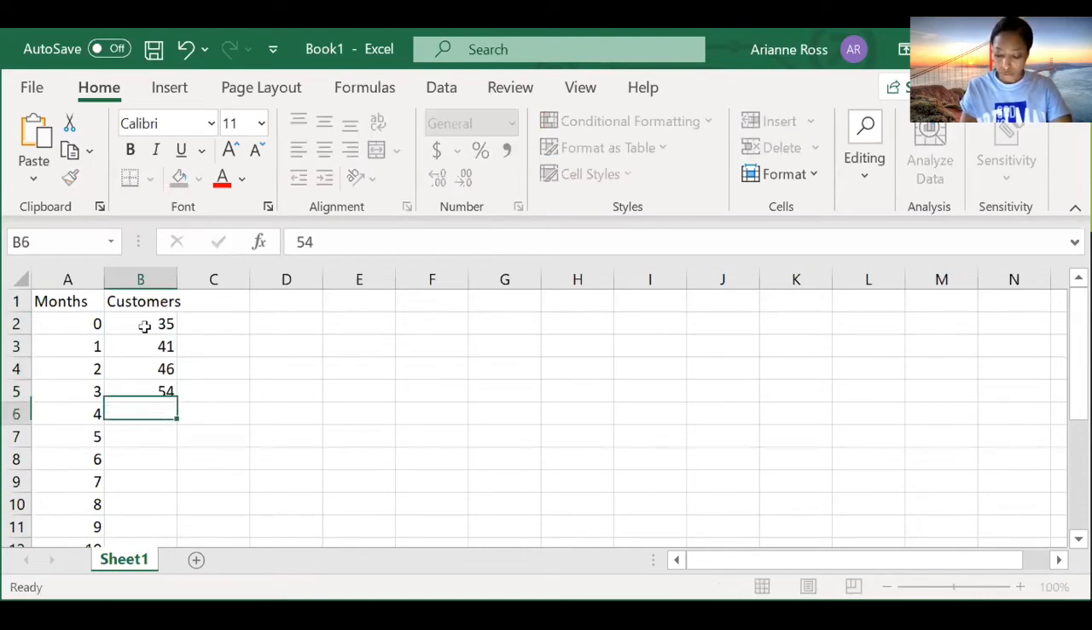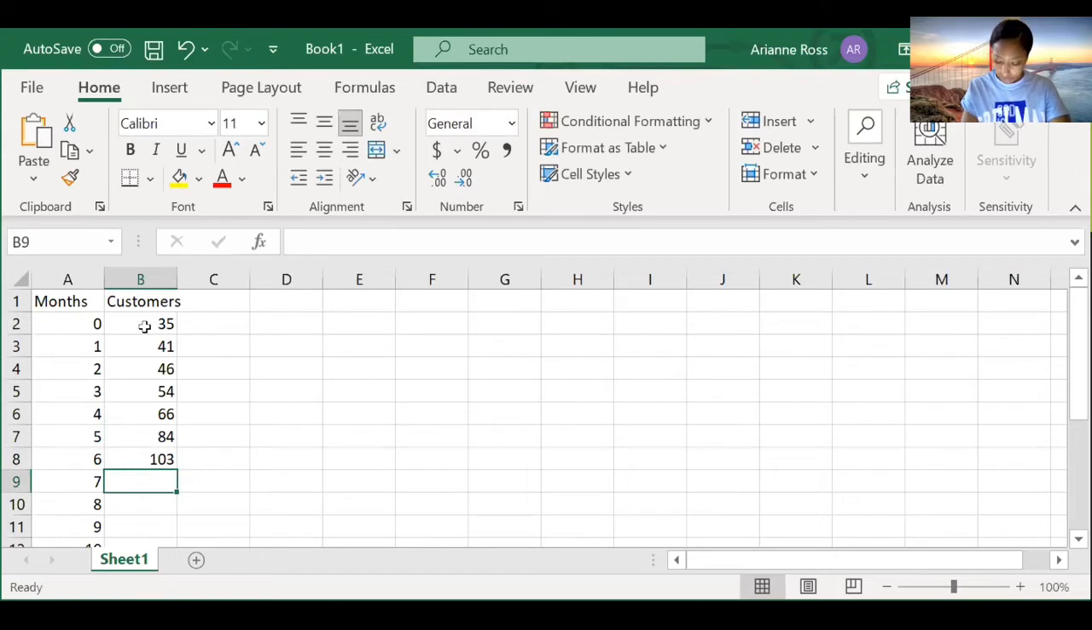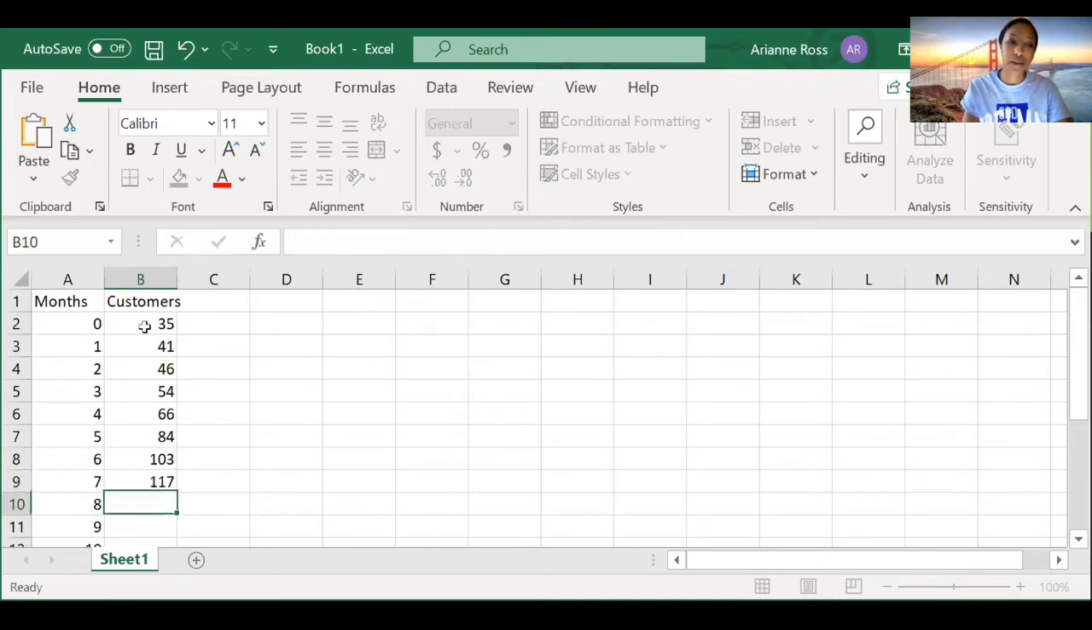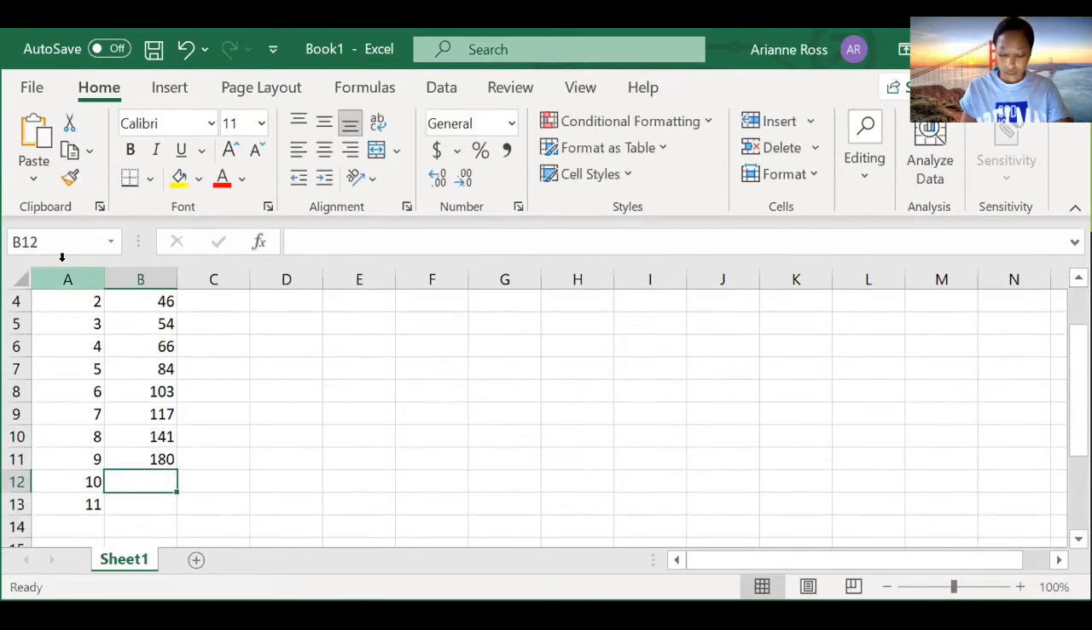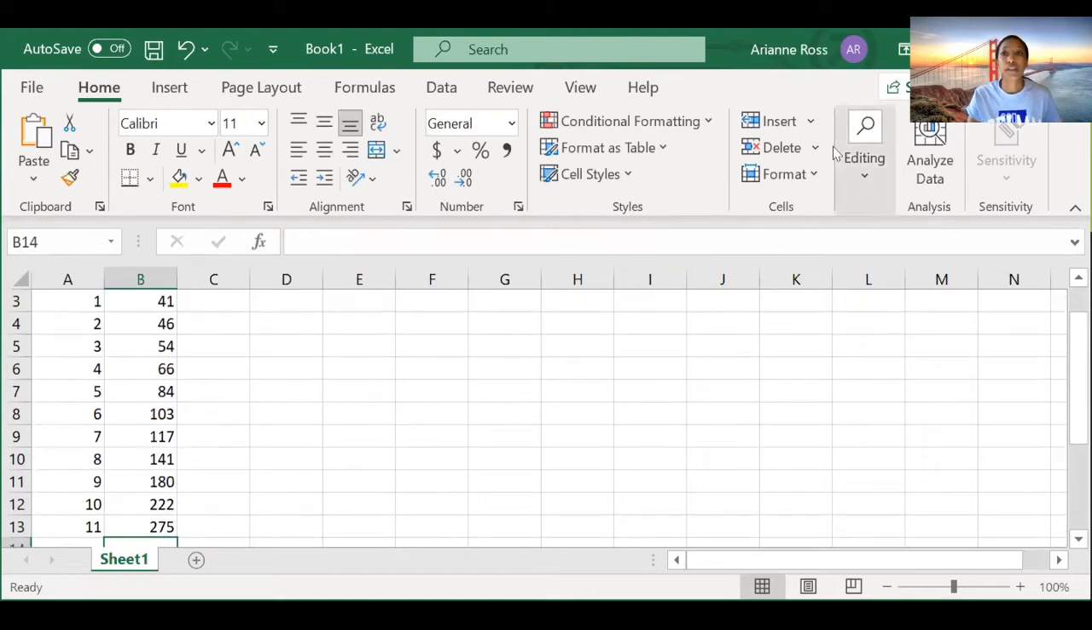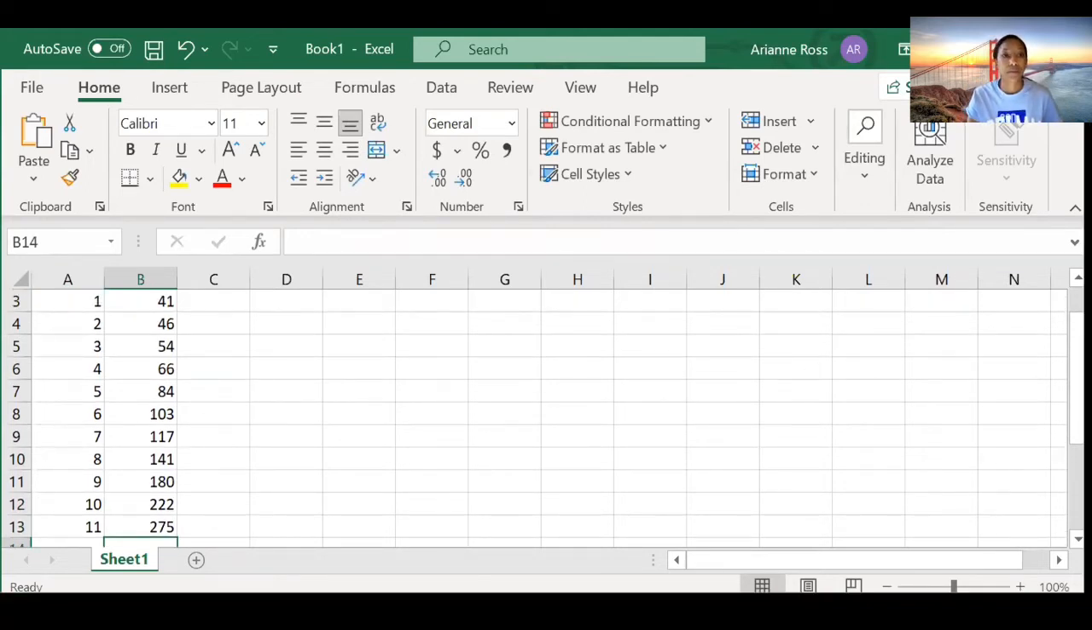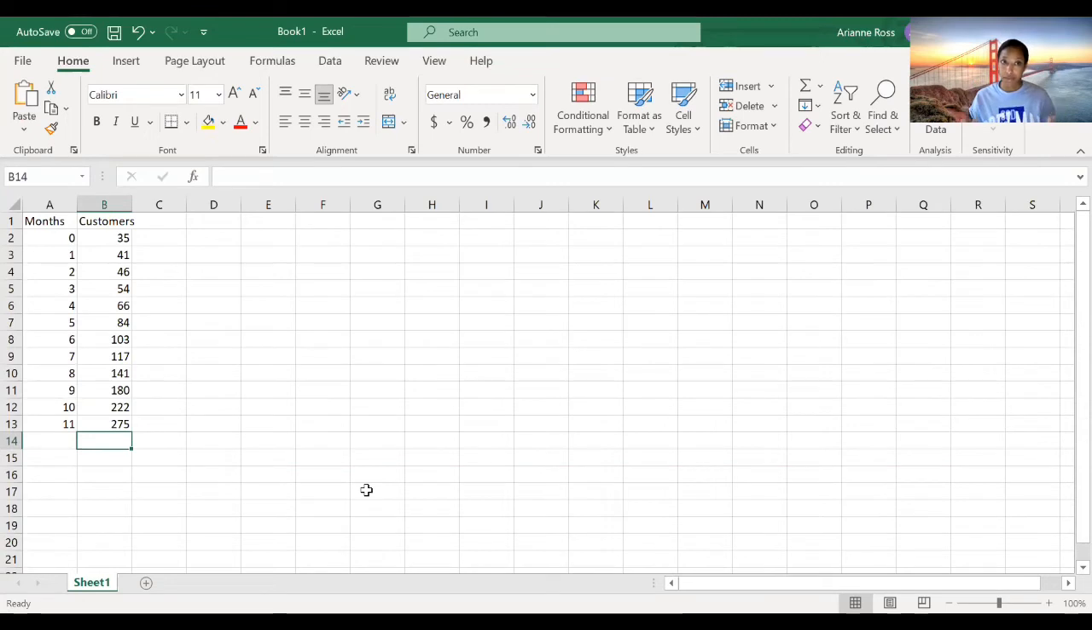46, 54, 66, 84, 103, 117, 141. Oops, see, typo. 141. Why won't enter work? Enter. Where are we? 159, 180. And then 222 and 275. Okay. And then always just go back to double check the information that you have entered in. All right. I don't think I have any typos.